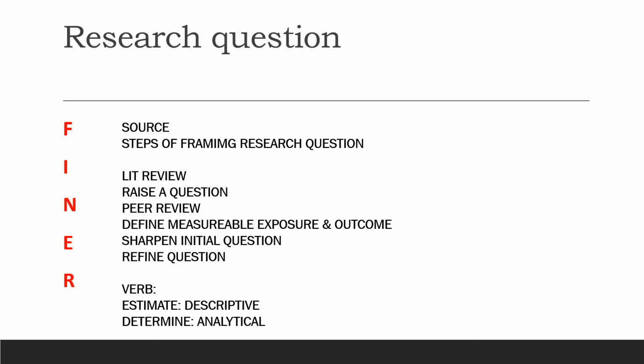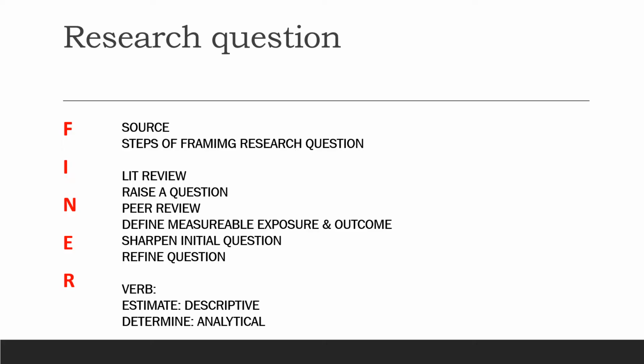And sometimes you may be asked to organize the sequence of these steps. So maybe literature review is marked 1, research question is marked 2, and so on. Such sequences may be given, and you have to choose the right sequence. The right sequence is a review of literature, raising a question based on that, peer review, defining measurable exposure and outcome, sharpening the initial question, and refining the final question. So for that, you need to know this part.